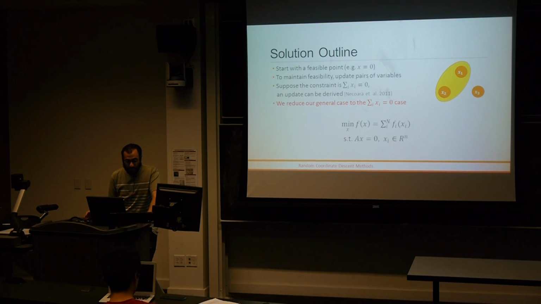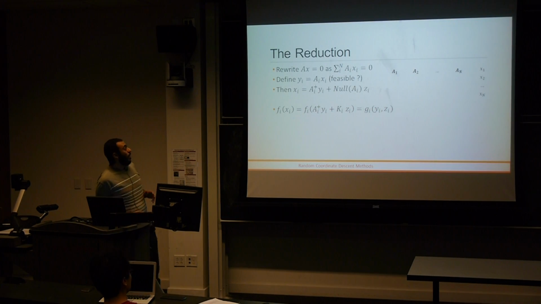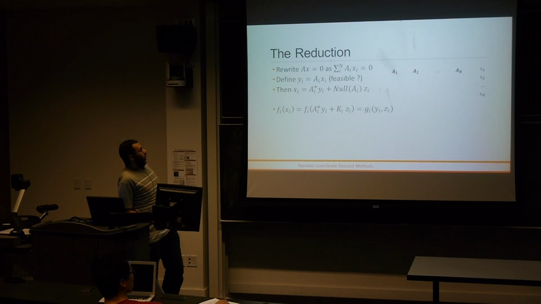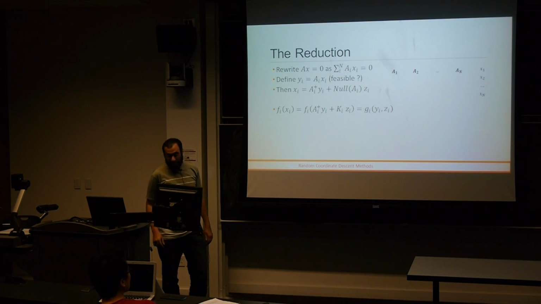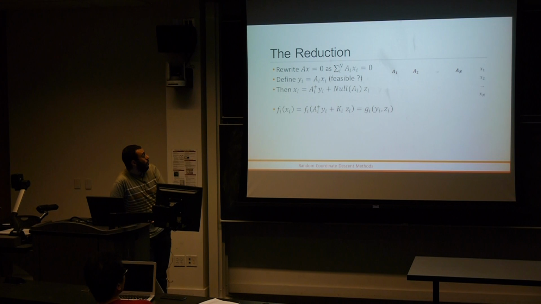to maintain feasibility. And so what we are going to do is reduce our general case Ax equal to 0 to this special case. The reduction will be as follows. We will assume that the A matrix is divided into blocks corresponding to individual variables in our collection. And so our constraint will be sum ai xi equal to 0.